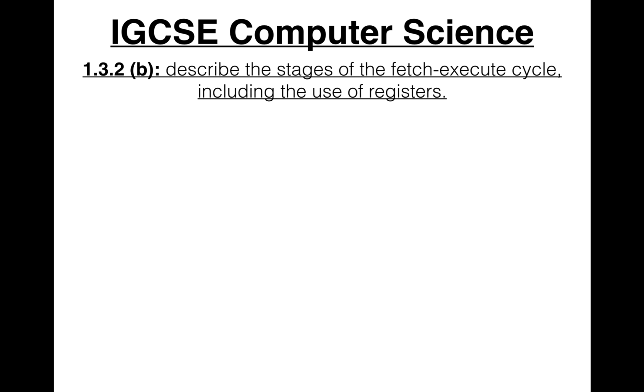So in the last video we had a look at the von Neumann model of the CPU, and we looked at three of the registers in depth. We looked at the MAR, MDR, and accumulator. We looked at how the MAR and MDR worked with reading and writing, and how the accumulator worked with storing the results of calculations which the ALU made.